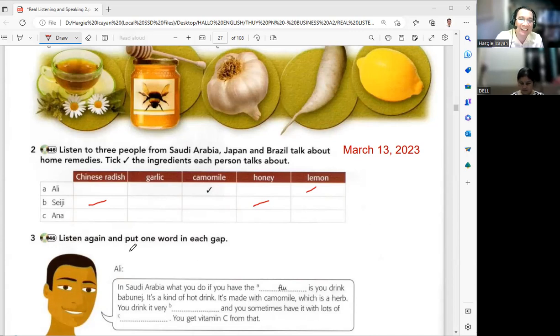Okay, so Anna said garlic. So according to her, you need to put water in it.